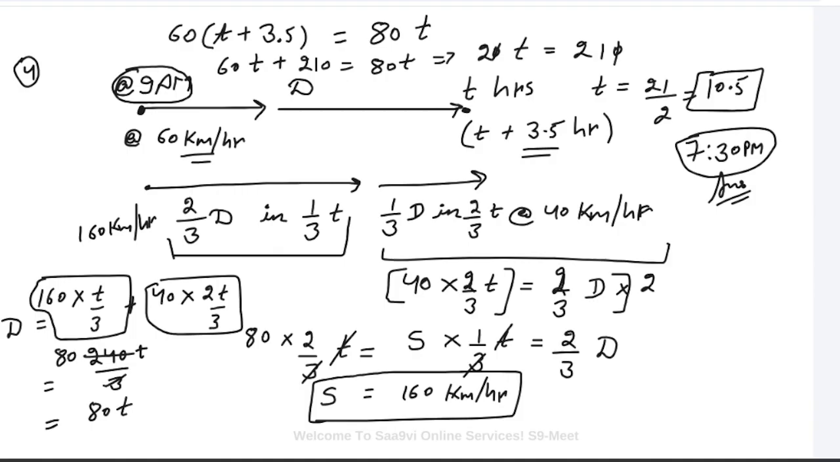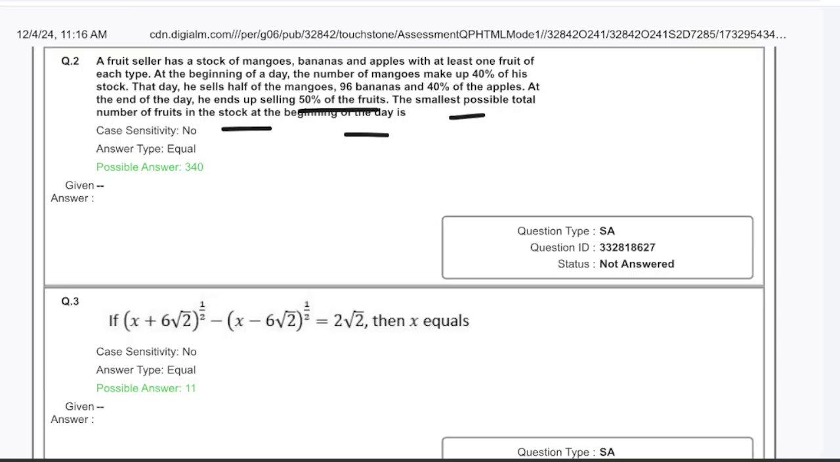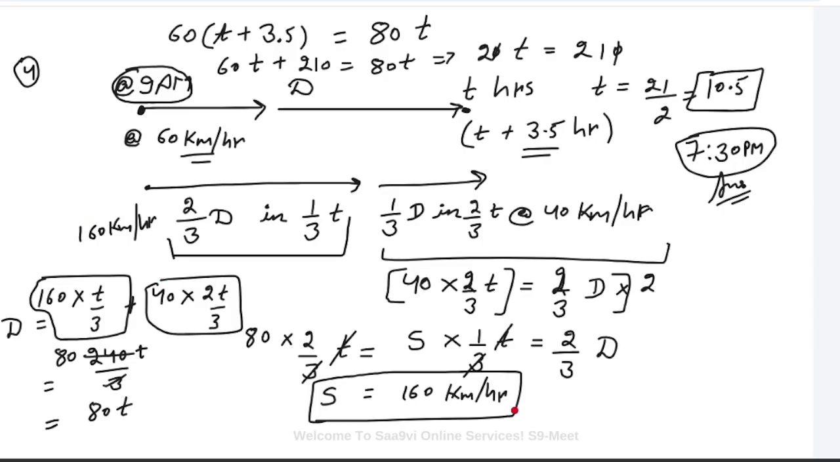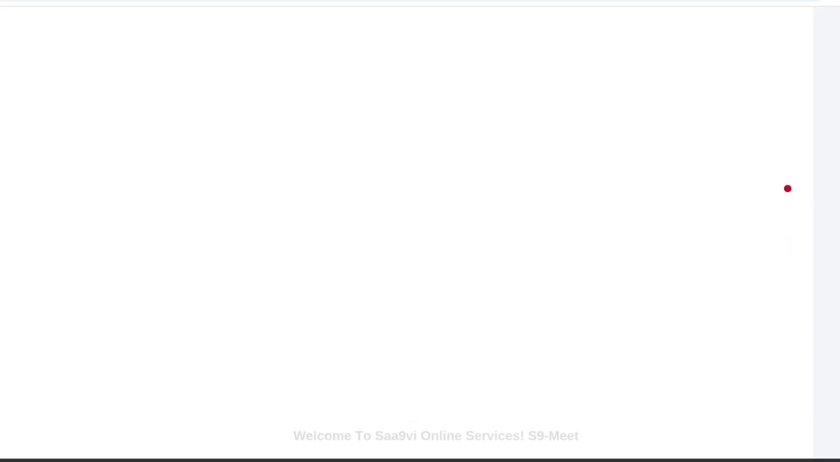Let's track it down. The scheduled arrival time is 7:30 p.m. That is the answer I have. Again, a doable one. Now look again at question number 5. It's again a very easy question. Very easy. I believe this slot was a very easy slot for the quant. Question number 5.